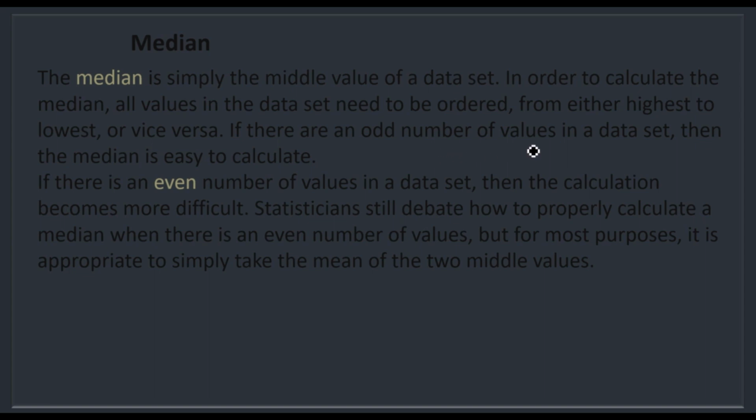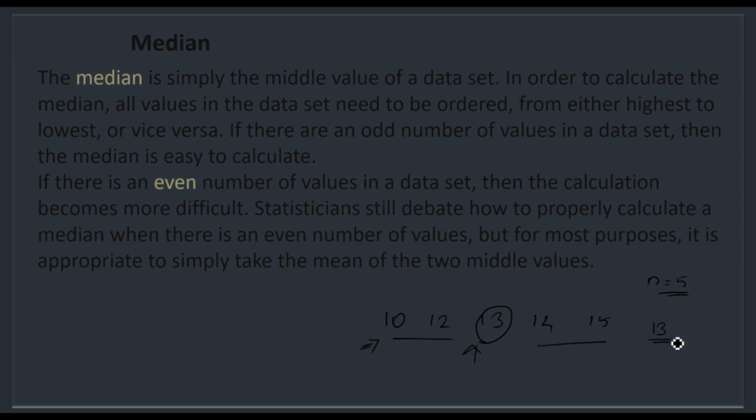If there are an odd number of values in the data set, it is easy to calculate. Okay, so let's assume this is our data set: 10, 12, 13, 14 and 15. So n is equal to 5, which is an odd number. Now it is easy to calculate the middle value. We discard the 2 on each side, and that middle value is 13. So 13 is the median of this data set.